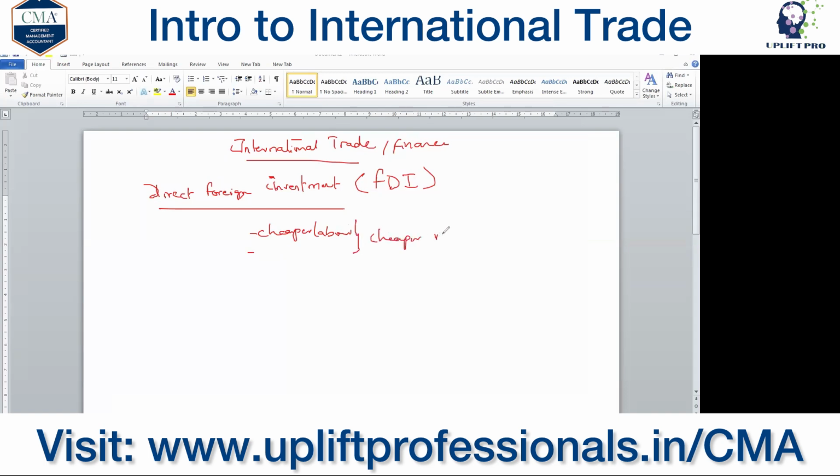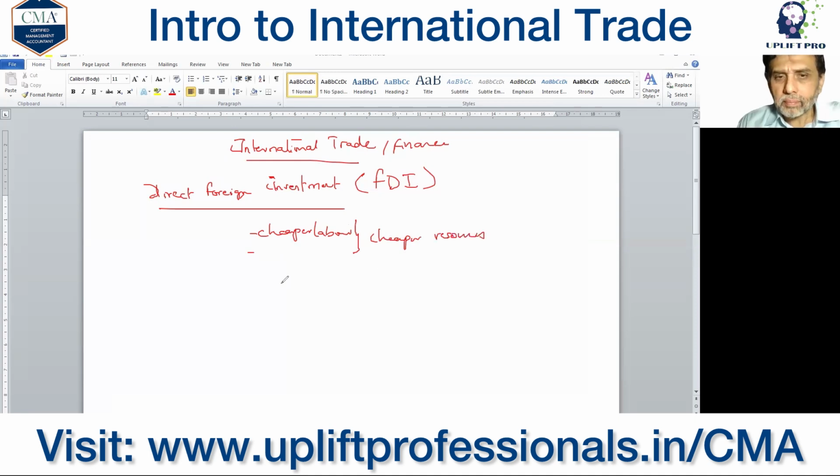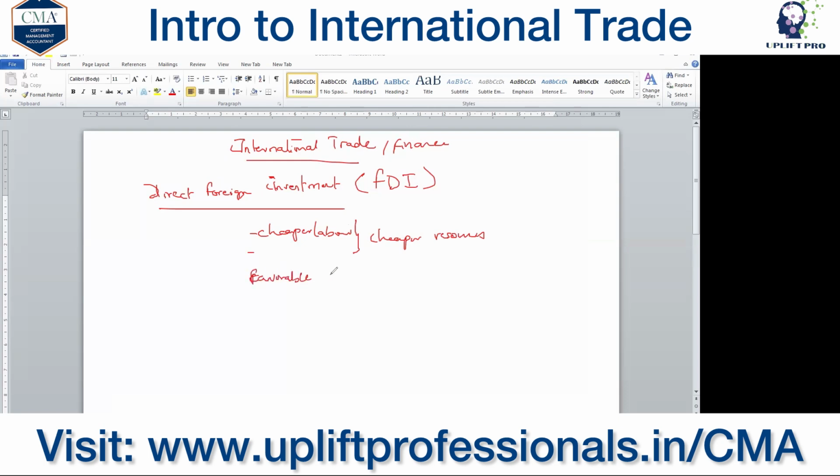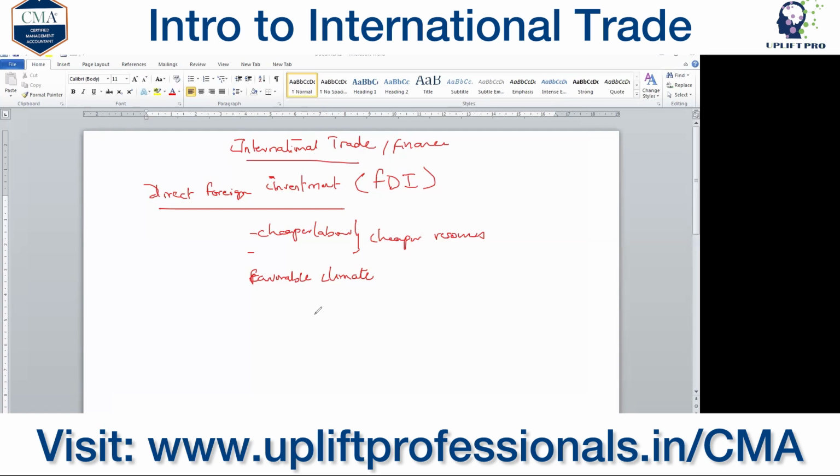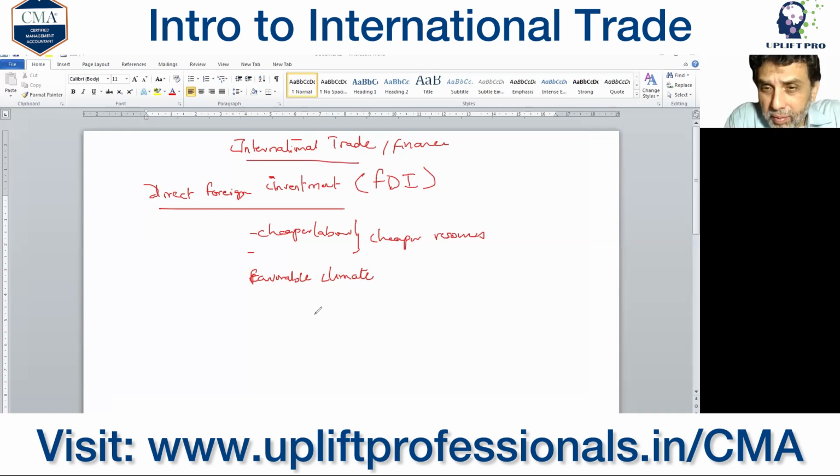Cheaper resources. Okay. Then climate, you can mention it, it's not mentioned in the text. Favorable climate, like for a medicine company. It is quite a valid reason. Okay, climate. India has one of the most favorable climates. Sir, in Telangana now, IT companies are trying to bring more in Telangana.